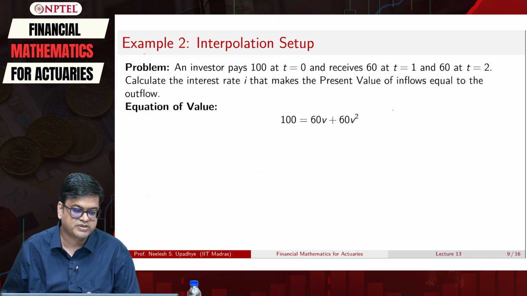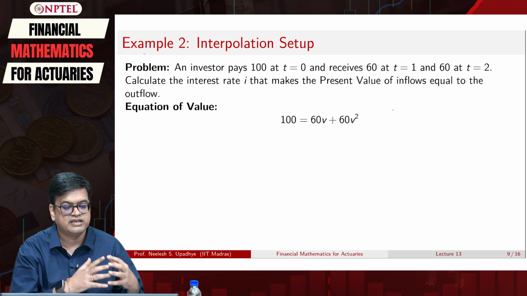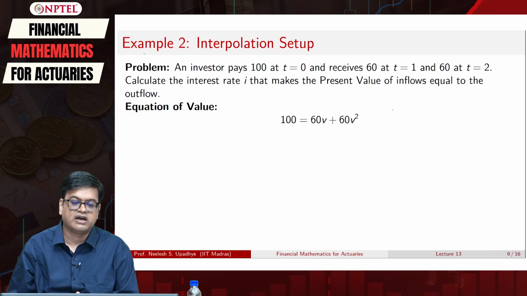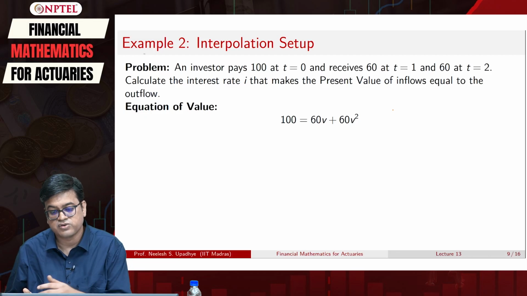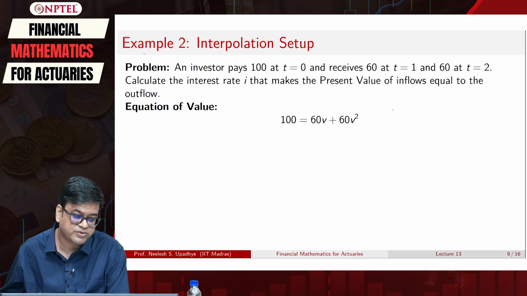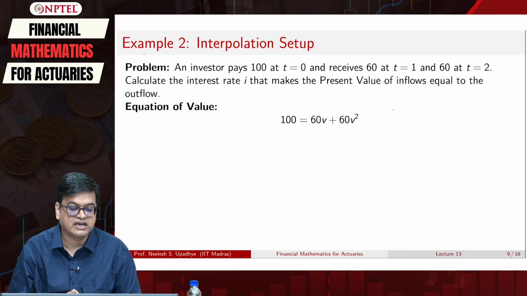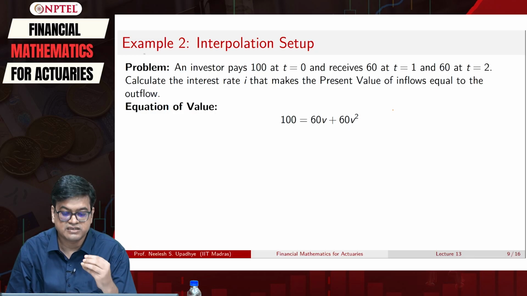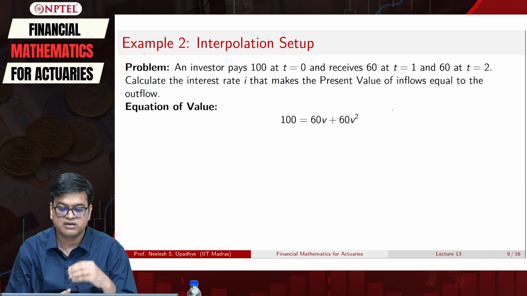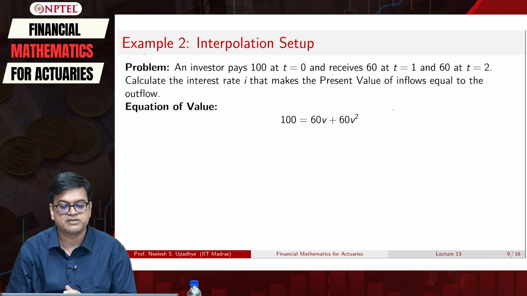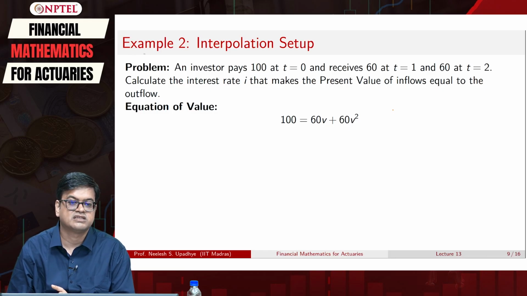So here is an example where we have an investor who pays 100 at t equal to 0 and then receives 60 at t equal to 1, receives 60 at t equal to 2, and then we want to calculate the interest rate I that makes the present value of inflows equal to the outflow. That means 100 equal to 60 times V plus 60 times V square.